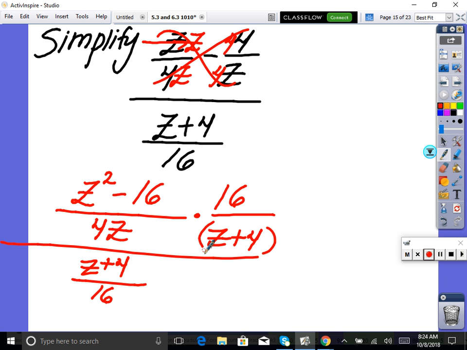Factor all the pieces, people. Did we practice our homework over the weekend? Factor all the pieces.